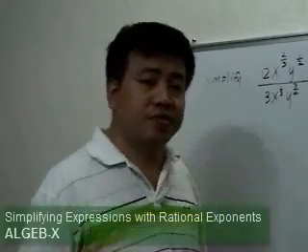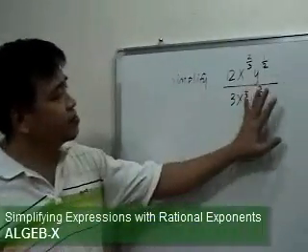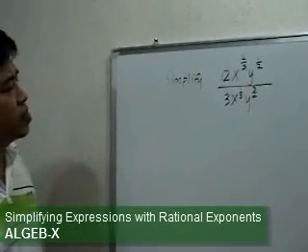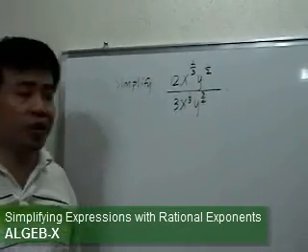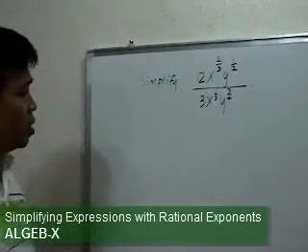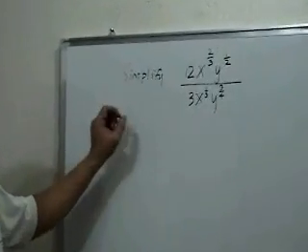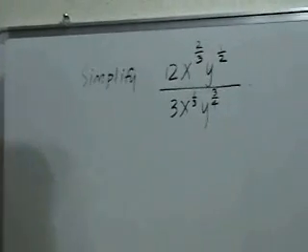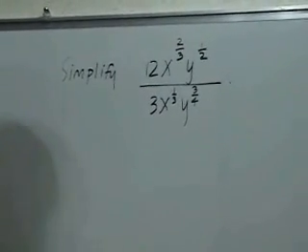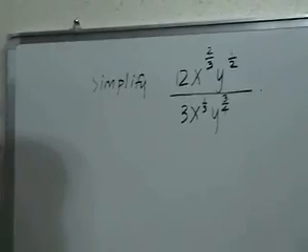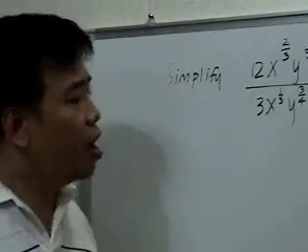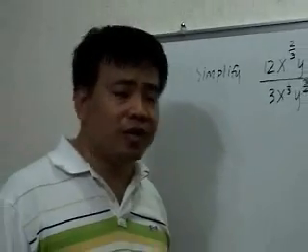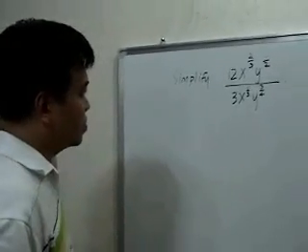In this problem, we are asked to simplify 12x^(2/3) y^(1/2) divided by 3x^(1/3) y^(3/4). When we say simplify an expression like this, we are referring to a form which contains no zero exponent, no negative exponent, and no fractional exponent in the denominator.